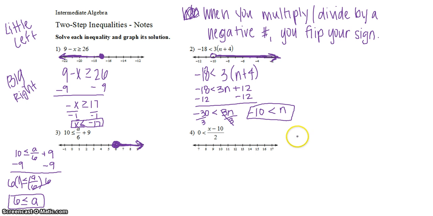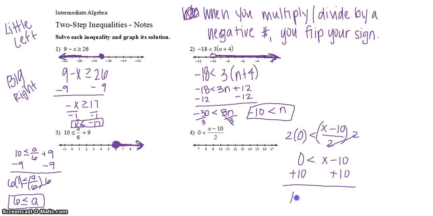On number 4, I have 0 is less than x minus 10 over 2. The entire right side is a fraction, so I can go ahead and multiply to get rid of that. Since you are dividing by 2, you want to multiply both sides by 2. On the left, 0 times 2 is still 0. You multiplied by a positive number, so that still just stays as less than. On the right, you're left with x minus 10. To get the x by itself, I'm going to add 10 to both sides.